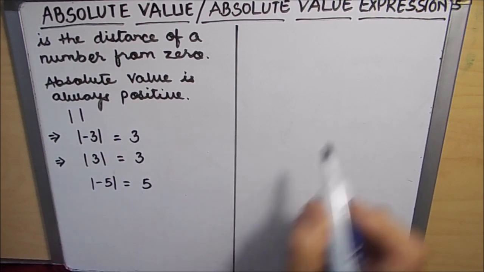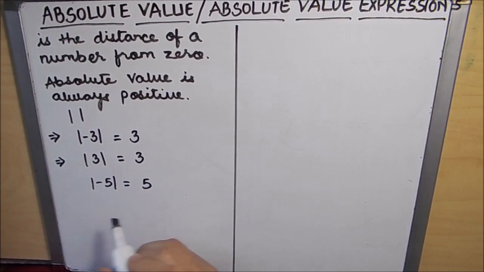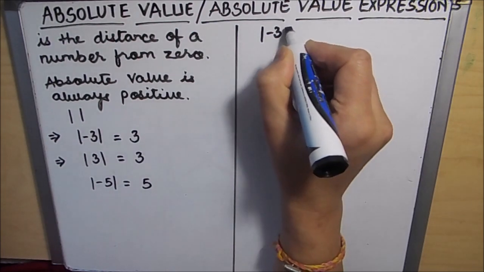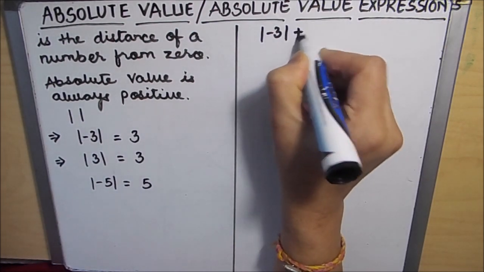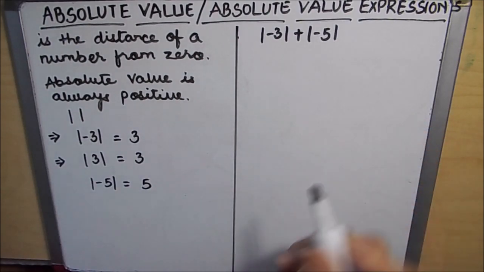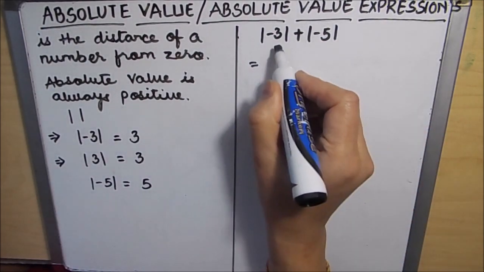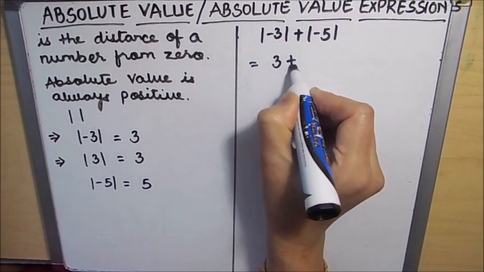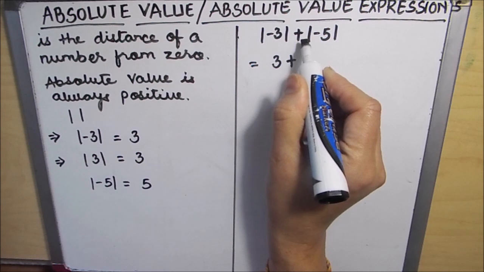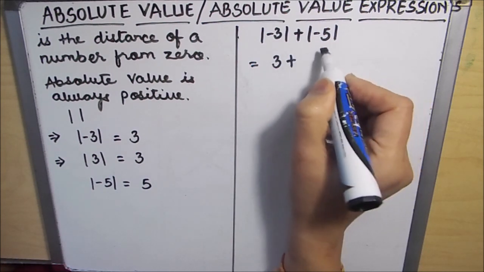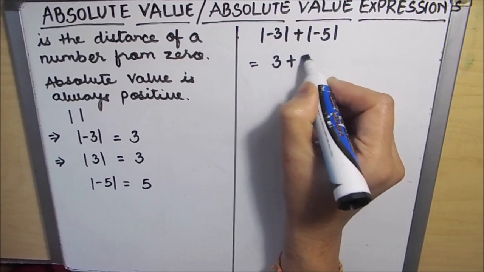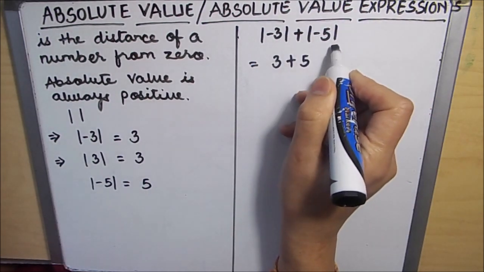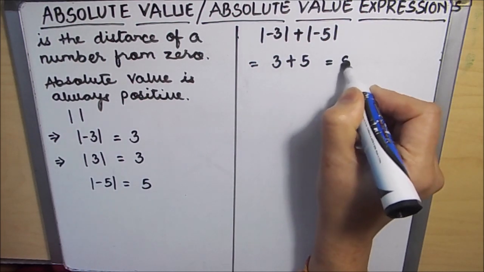So let's solve a few expressions of absolute value here. What will be the absolute value of -3 plus the absolute value of -5? This is the expression we are going to solve. As we know, the absolute value of -3 is 3, so we write 3 here. Then the addition symbol comes down as is, and the absolute value of -5 is 5. So the absolute value of -3 plus the absolute value of -5 is equal to 8.